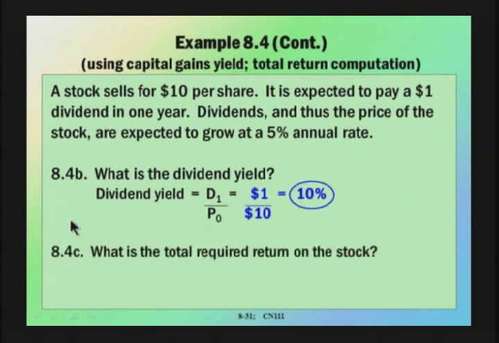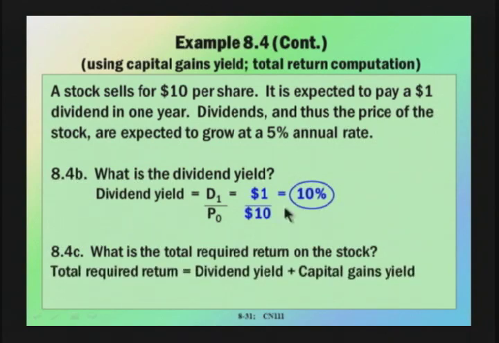Thus, the total return on the stock will be the sum of this dividend yield plus that capital gains yield, which was given to be 5%. So the total return will be my 10% dividend yield plus my 5% capital gains yield, which would be 15% as the total return on the stock. That's the sum of the dividend yield and the capital gains yield is the total return on the stock.